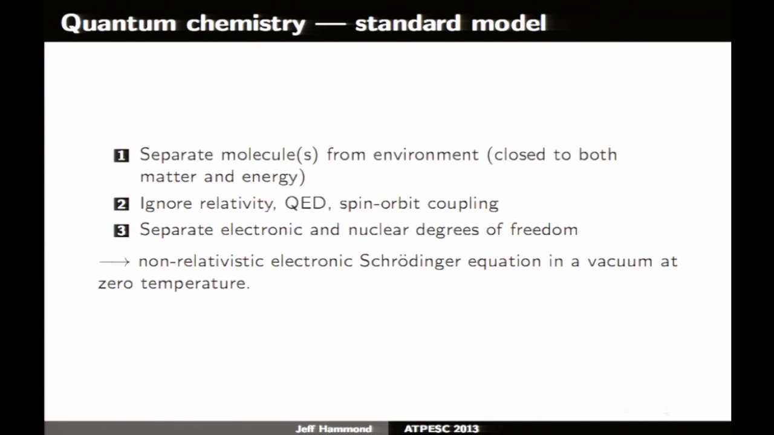So this gets you to the non-relativistic electronic Schrodinger equation in a vacuum at 0 temperature. So you've already thrown out huge swaths of physics. Many, many Nobel Prizes in the 20th century are now completely eliminated from the physical picture of the problem we're solving.